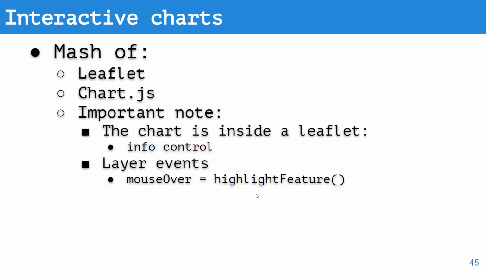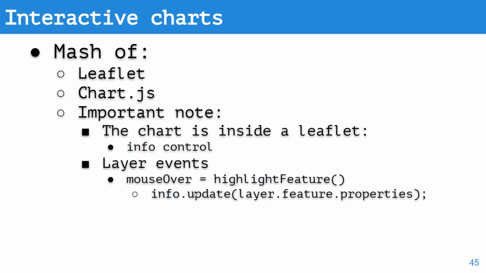It's about highlighting a feature, which we've seen in previous labs. So when a feature gets highlighted for a particular layer, on mouse over, make the new chart. On mouse out, you clean out the chart. So on mouse over, you do an info.update, right?